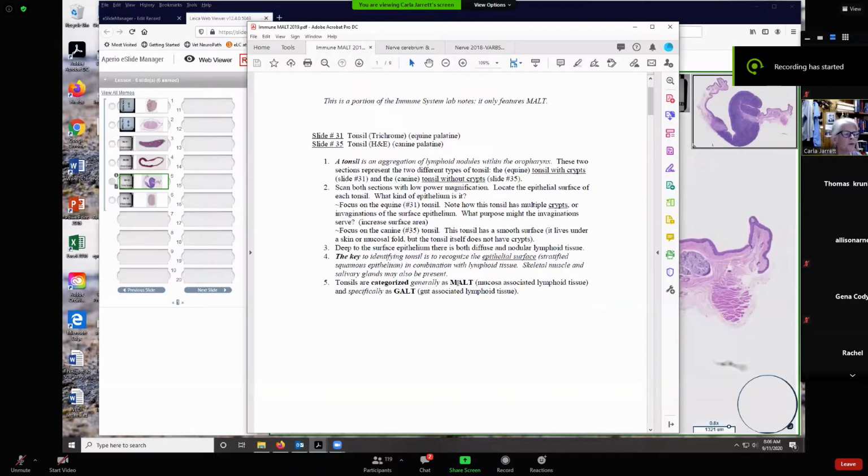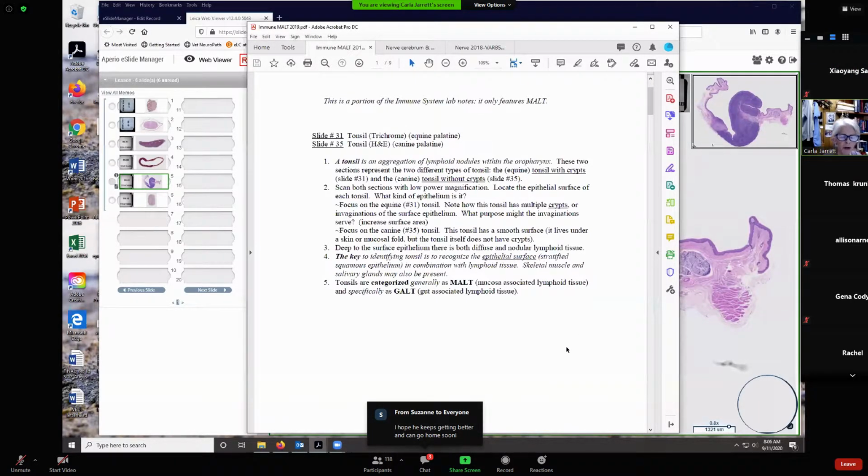MALT stands for mucosa-associated lymphoid tissue, MALT. And the mucosa, of course, refers to the tunica mucosa. So instead of saying tunica mucosa, we'll just call it the mucosa. Or instead of tunica submucosa, we'll just call it the submucosa. So it's just a shortened reference to the tunica mucosa.